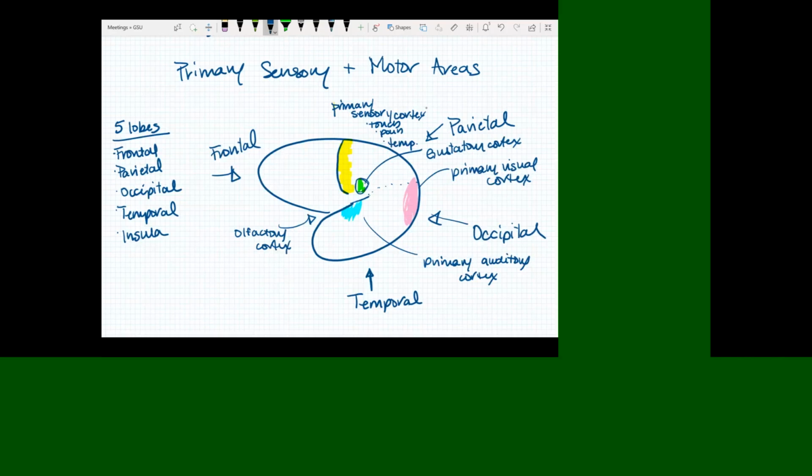Okay, so these are the primary sensory areas. But if we were to take the primary motor areas, they're going to be very similar.